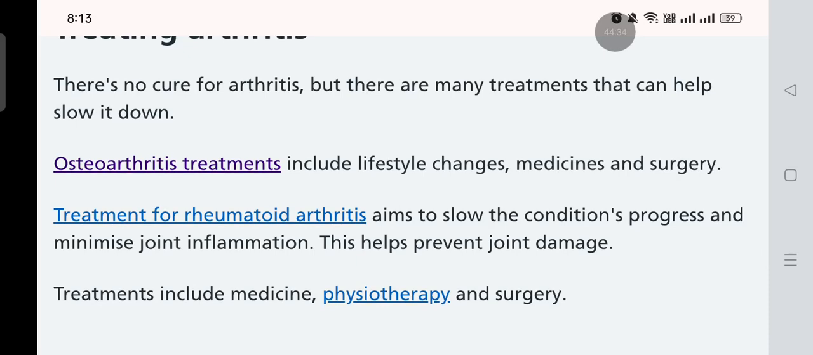Treating arthritis. There is no cure for arthritis, but there are many treatments that can help slow it down. Osteoarthritis treatments include lifestyle changes, medicines, and surgery.